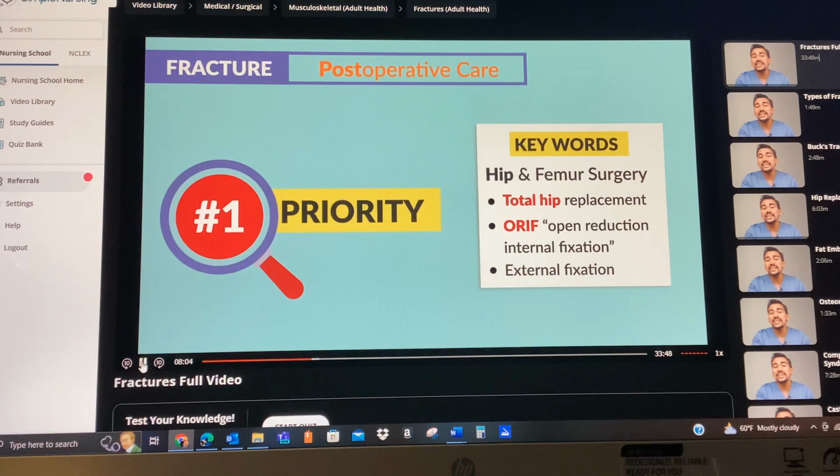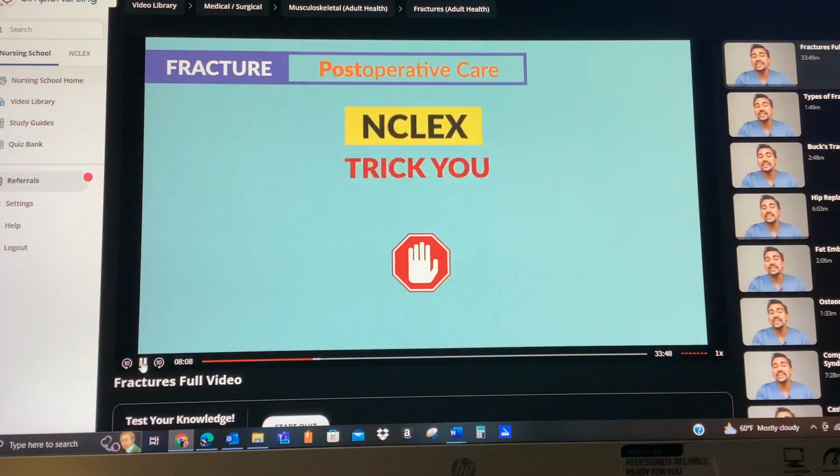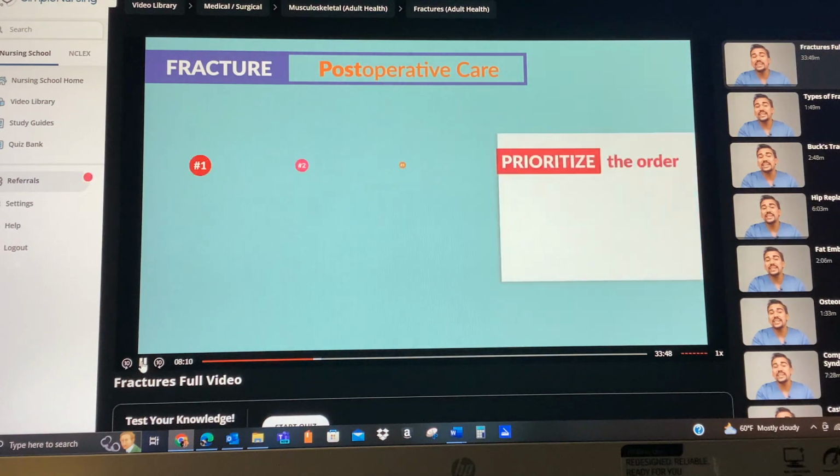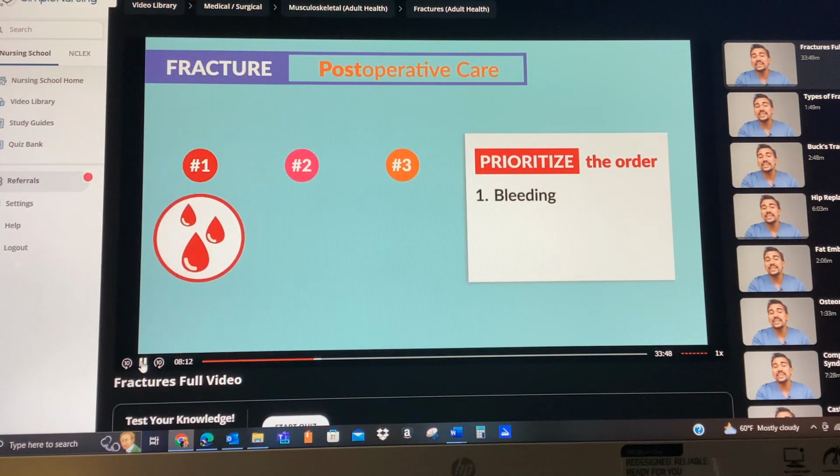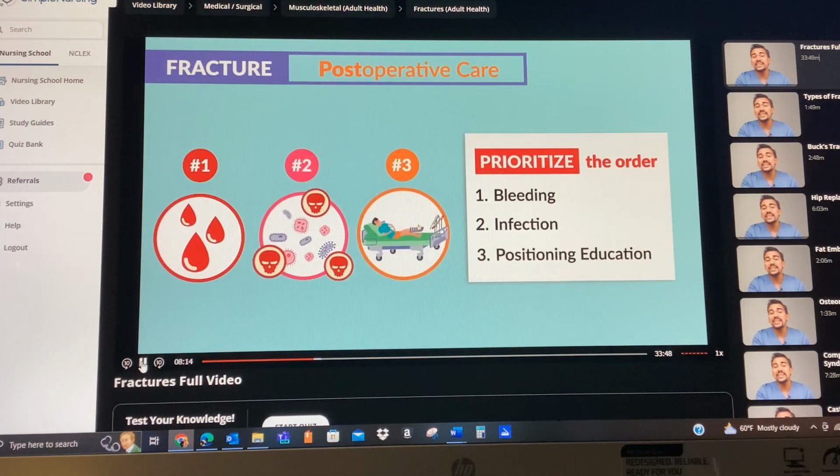Now the key point here is the priority or first assessments. So don't let the NCLEX trick you here. Always prioritize the order of bleeding first, infection second, and then third, position education. It's not enough to know the interventions. You must know the priority order here.